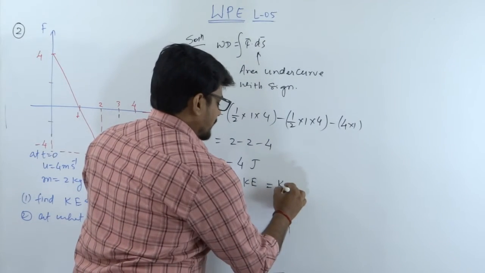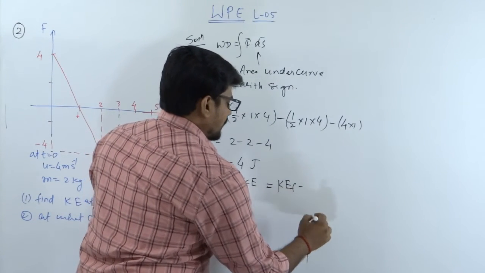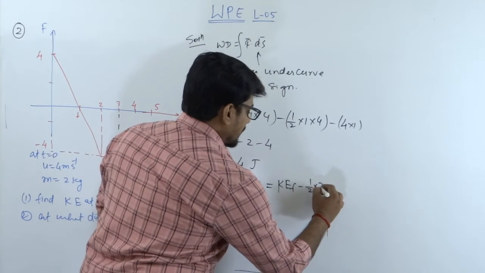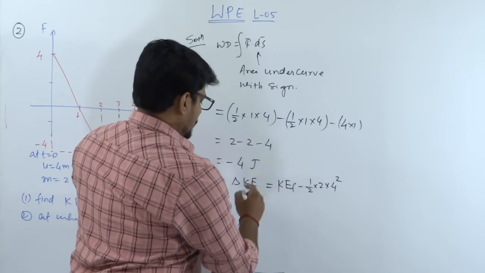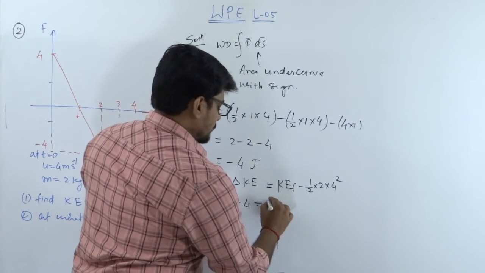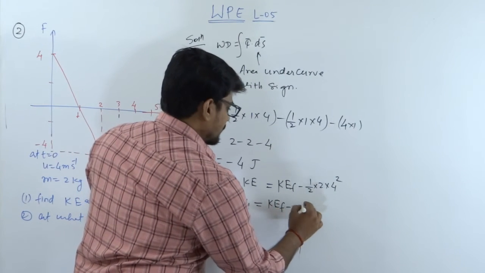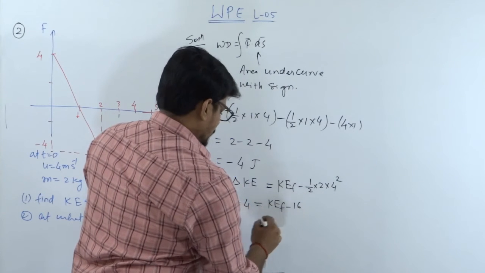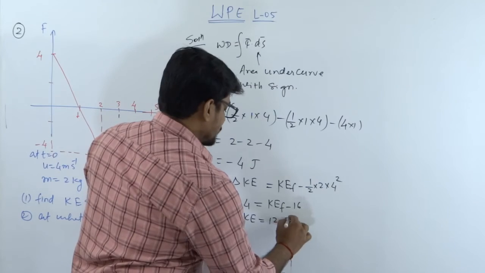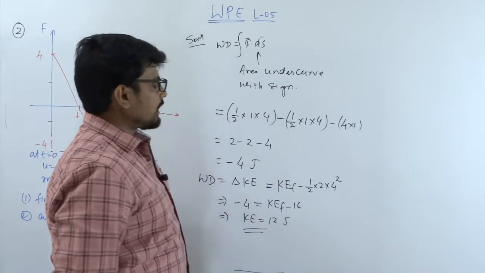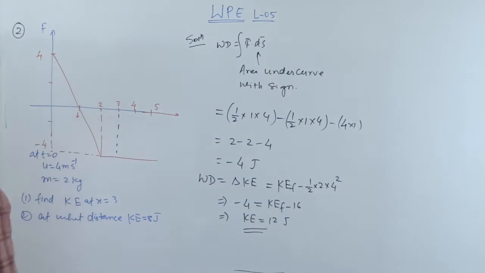So final kinetic energy minus initial is half into m into v square. That means work done, -4, is equal to final kinetic energy minus 16. So the kinetic energy, children, is going to be 12 joule. So that is your answer, and yes, it is done. This part is done, right?